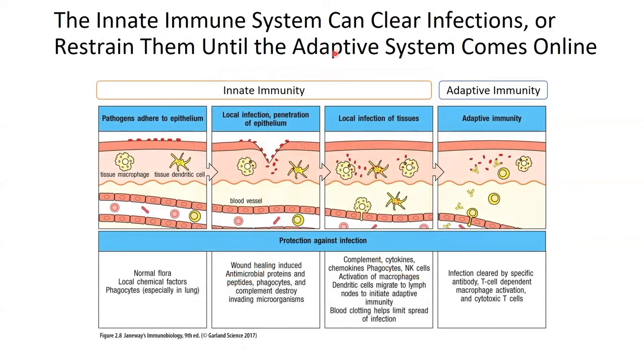And again, the innate immune system clears infections or holds them at bay until the adaptive system comes online. Here again is a figure that illustrates that. Pathogens adhere to the epithelium, the skin, let's say. Then you get a breach in the barrier, local infection, pathogens come in. There's a local infection in the tissue that involves the activation of macrophages and dendritic cells migrating to lymph nodes to initiate the adaptive immunity. And then later, the adaptive immunity comes online, and you get the infection cleared by specific antibodies and cytotoxic T cells, which are part of the adaptive immune system.